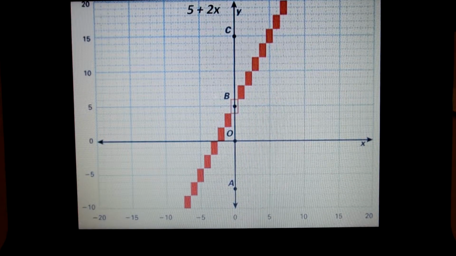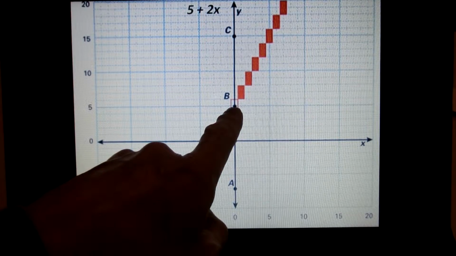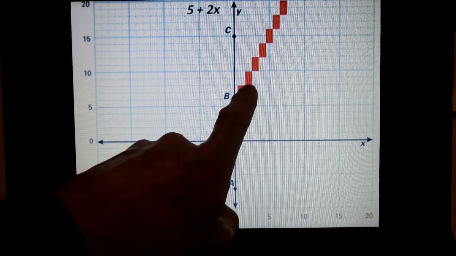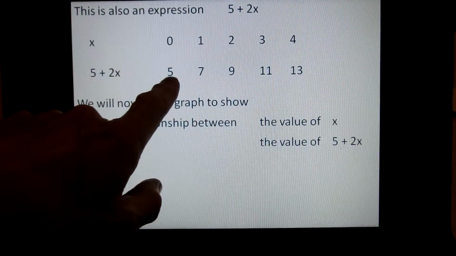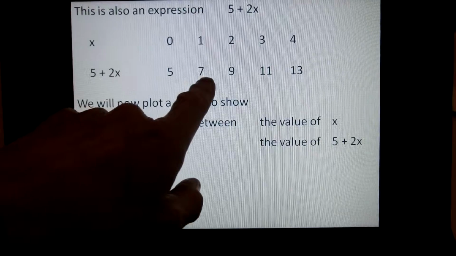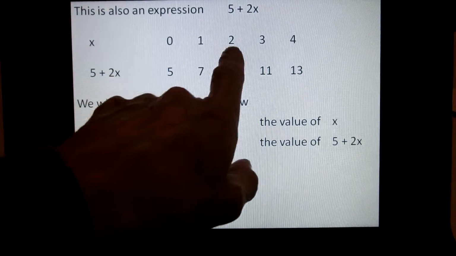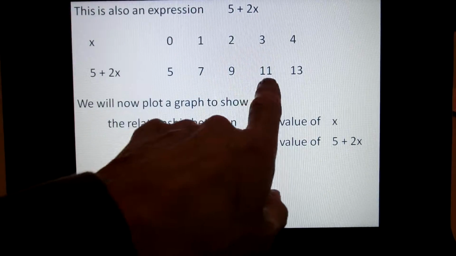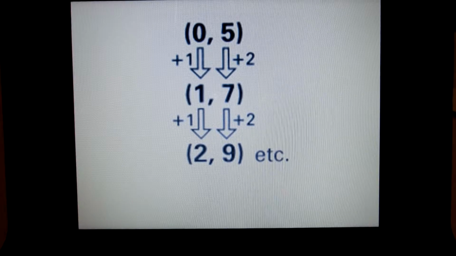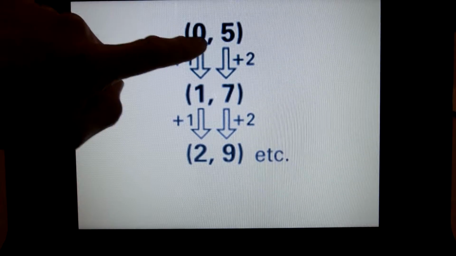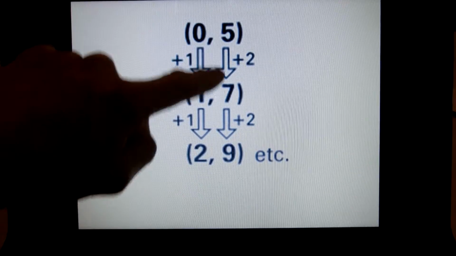So that's the straight line we get. The graph starts at 5, and it goes up in steps of 2. We go along 1, up 2, along 1, up 2, along 1, up 2. And you can see that in the numbers. It starts at 5, and it goes up in steps of 2. So you can see that pattern in the numbers. And there it's shown again there. So it goes through these points, 0, 5, 1, 7, 2, 9, along 1, up 2, along 1, up 2.